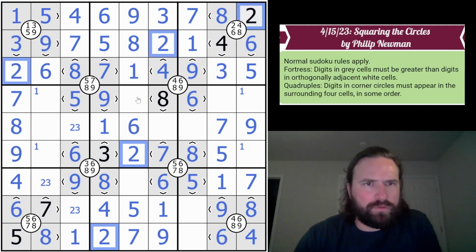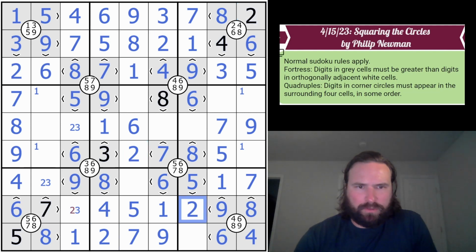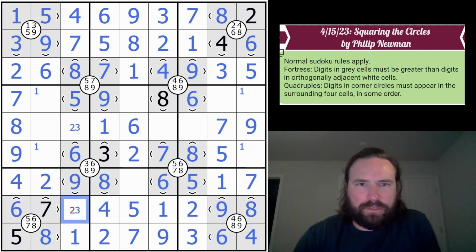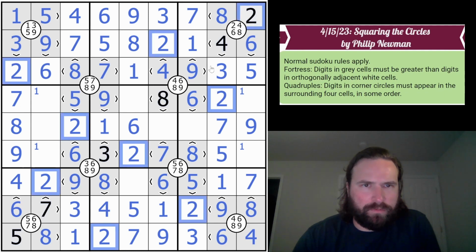Let's do 2s. This is going to be a 2. Can finish this box off. This is a 3. This is a 2. This is a 3. This is a 2. Alright. Twos, almost done. This box has to be a 2. Is that it? Yep. Threes.